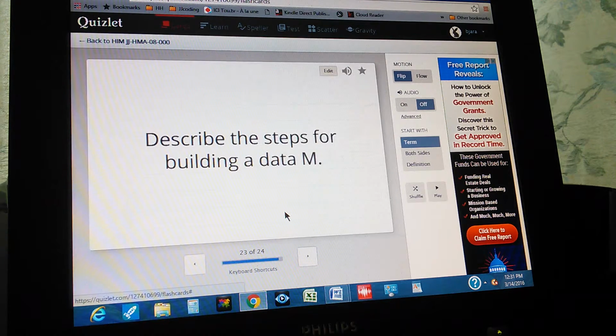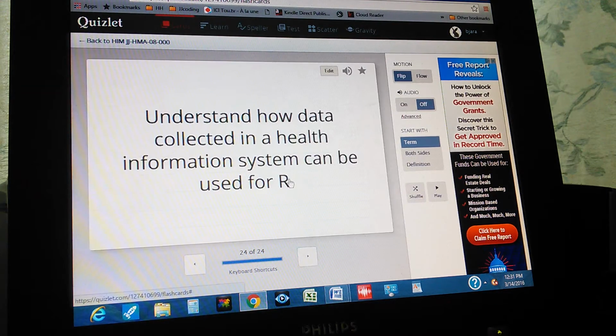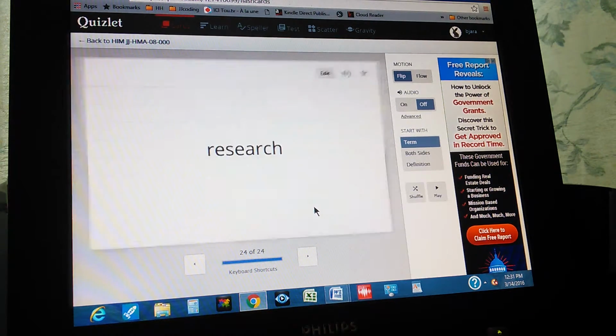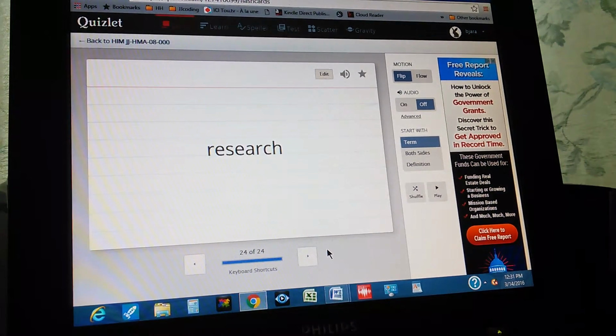Okay. Describe the steps for building a data M. What's M? Mart. A data mart, right. Let's keep going. Understand how data collected in a health information system can be used for R. What's R? Research. Okay, that's the end of our flashcards, and we hope you enjoy them.